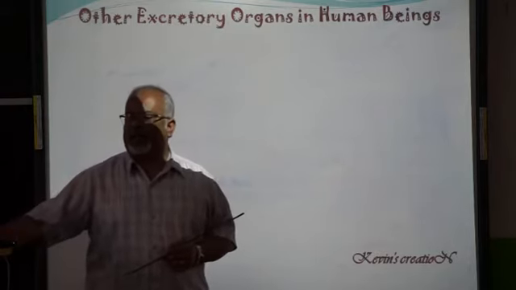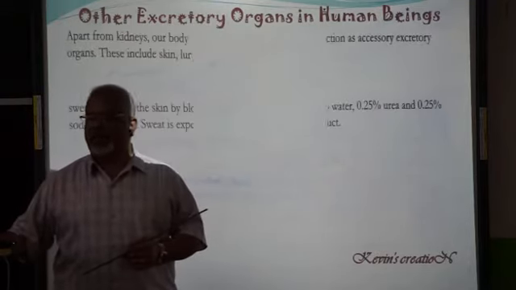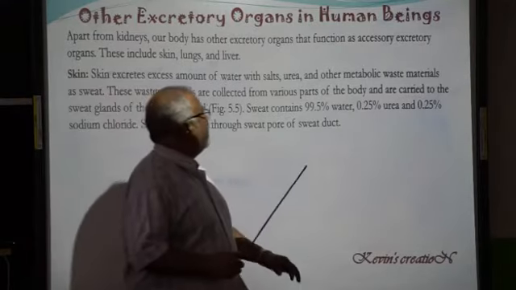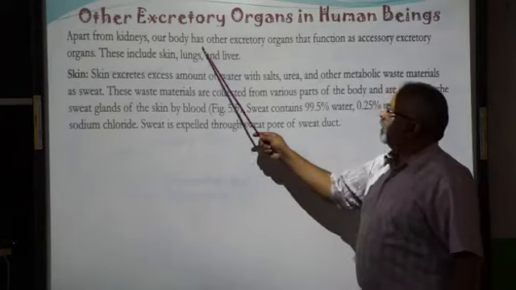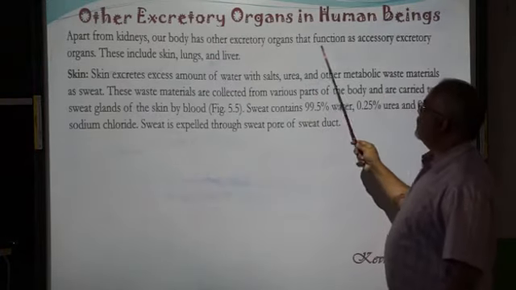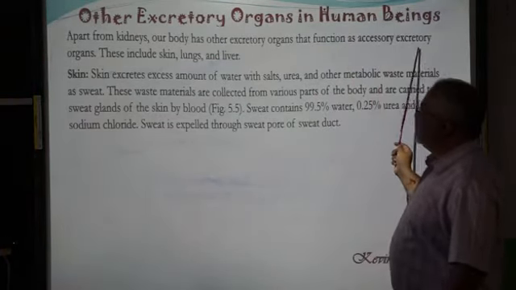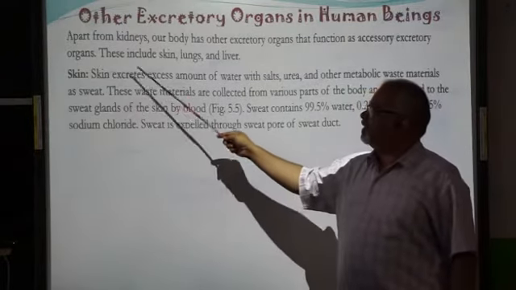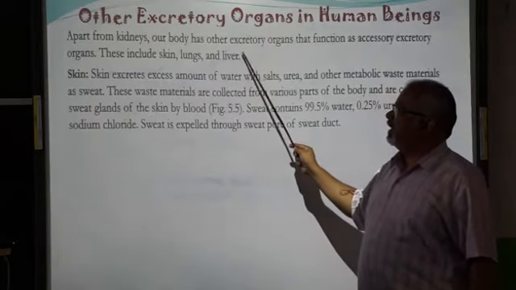Now, other excretory organs in human beings other than the kidney. Apart from the kidney, the body has other excretory organs that function as accessory excretory organs. That means they help in excretion. They are skin, lungs and liver.